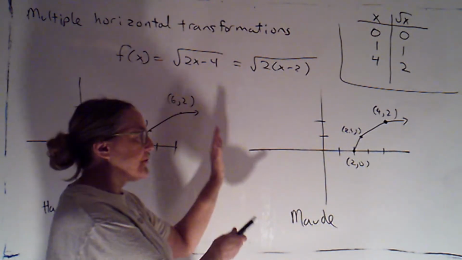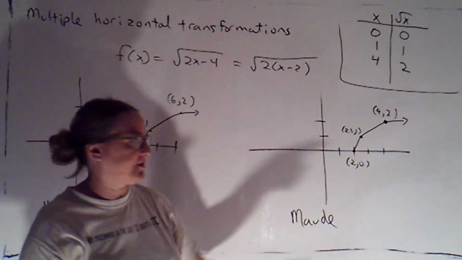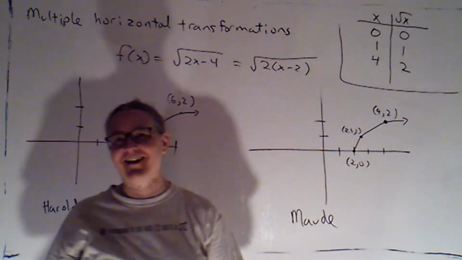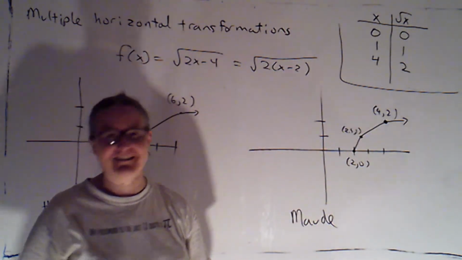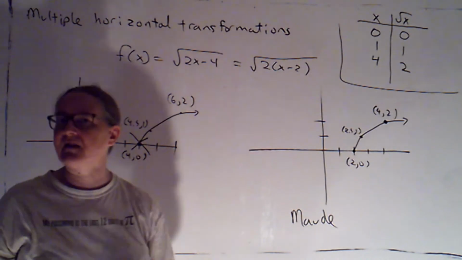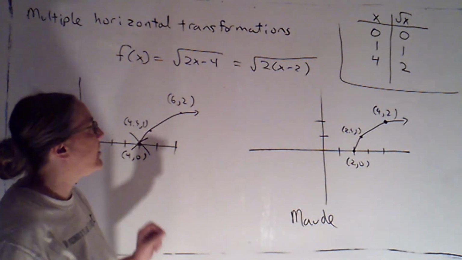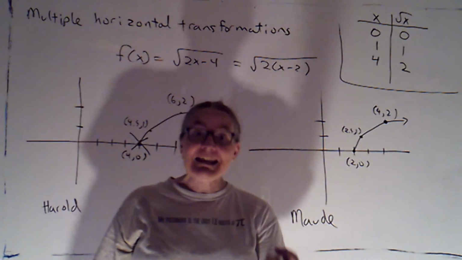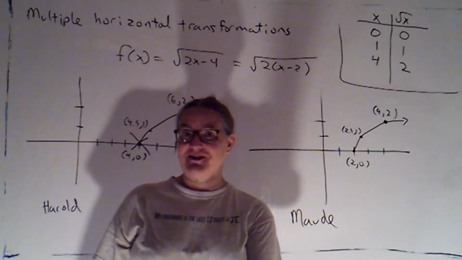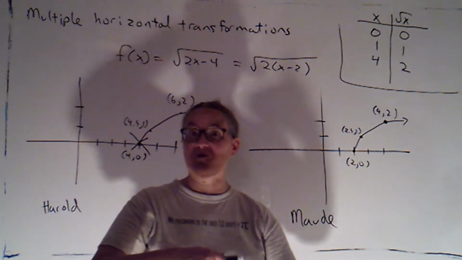Now, that doesn't prove that Maud's graph is correct. That just proves that those 3 points are on the graph. But I told you one of them was right. Once we know it's not Harold, it's got to be Maud. Now, I also mentioned before we paused the video that Maud went against the order of operations. She did them in the opposite order.